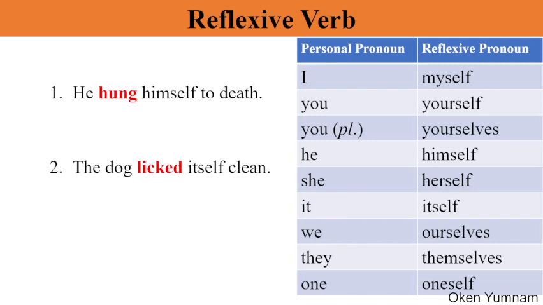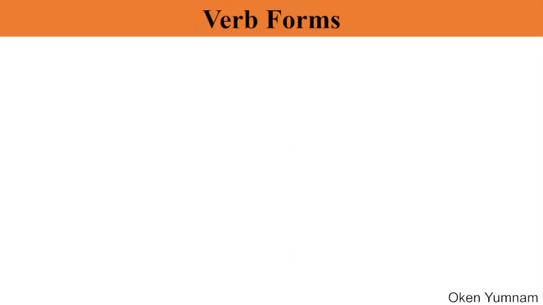One, oneself. So if you see these reflexive pronouns, that means the verb in that sentence would be a reflexive verb. Here in the 2 sentences, himself is here, itself is here, reflexive pronoun. So next, coming to verb forms.